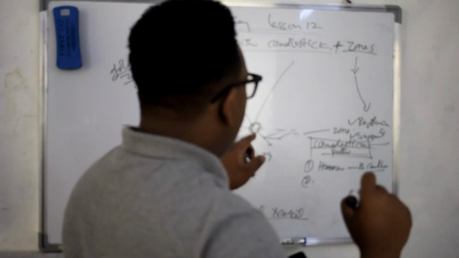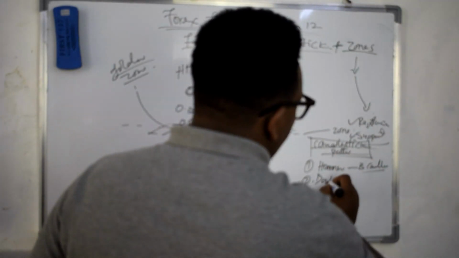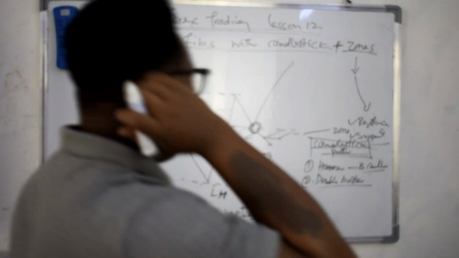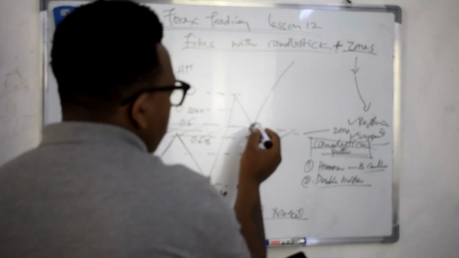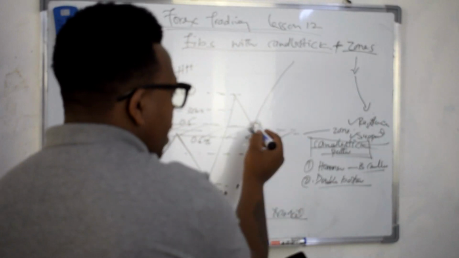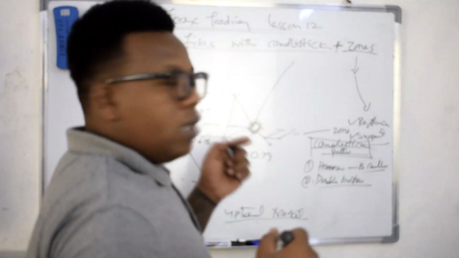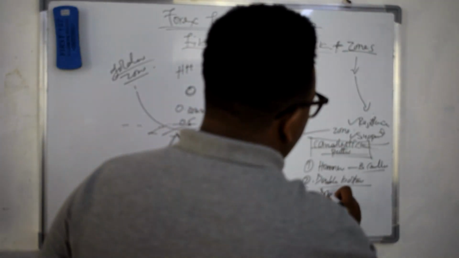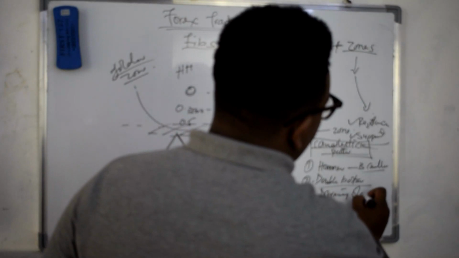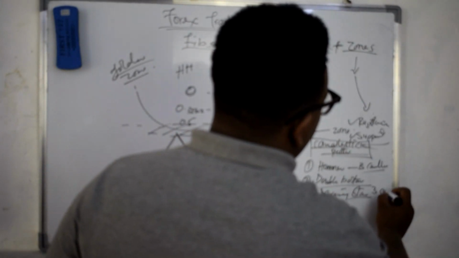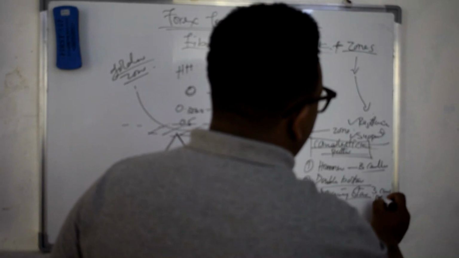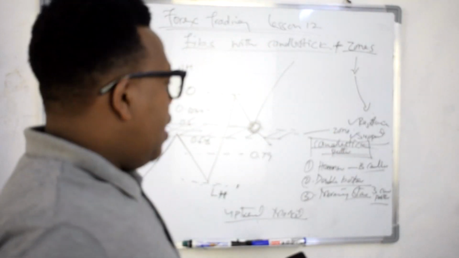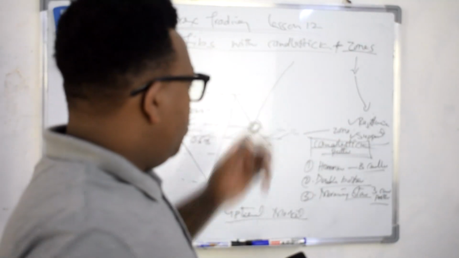Number two, we could be looking for a double bottom, and with a double bottom, we expect the market to create a small double bottom here before proceeding to go up. The third thing that we could be looking for is the morning star. The morning star is a three-candlestick pattern, which is a bullish pattern to push the market up.